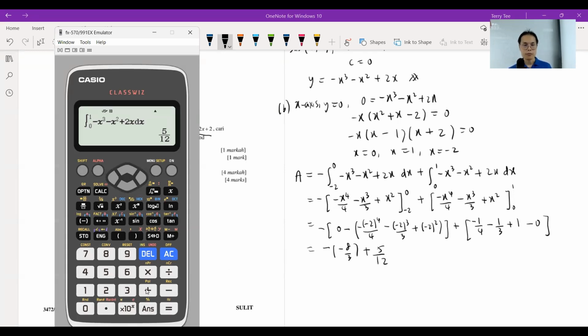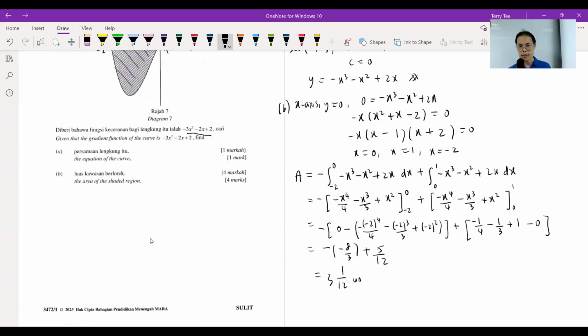So let's take 5 over 12 plus 8 over 3. I put the negative in front to make it positive. Answer 37 over 12 or 3 and 1 over 12. You can leave it as nombor bercampur, mixed number, or improper fraction, pecahan tak wajar. Both also can, up to you.